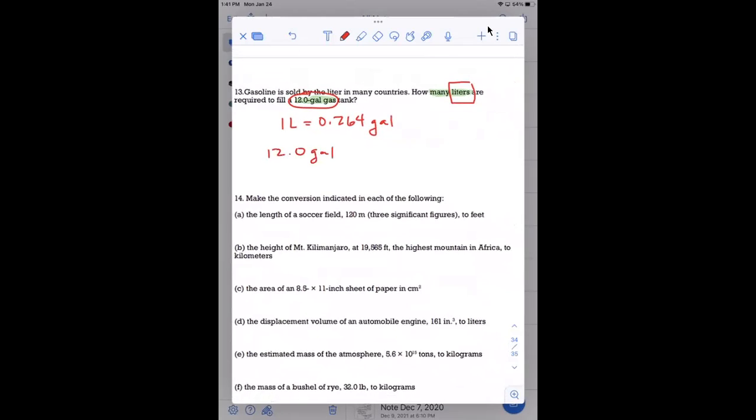Right? And I want to convert that into liters. So what number do I want in the top from my conversion factor? My desired unit. See right here? 1 liter. Good. It says how many liters, so you want liters in the top. So 1 liter divided by 0.264 gallons. Let's do this too, because I'm gonna make this 2 sig figs. Can somebody calculate that? What do you get?